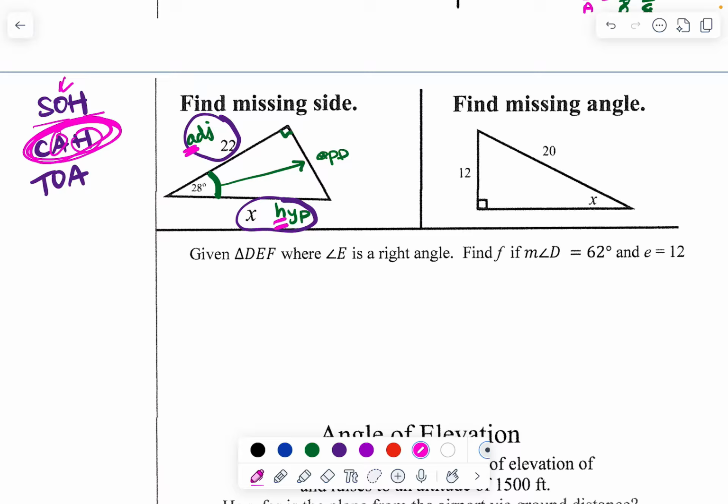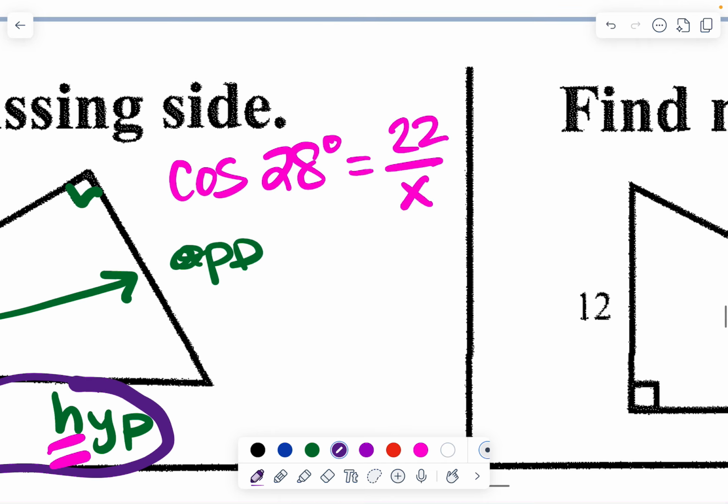So I know that C is cosine of the angle: cosine of 28 degrees equals the adjacent side, which is 22, over the hypotenuse side, which is x. So this is my equation. From here, now we're going to solve, okay?